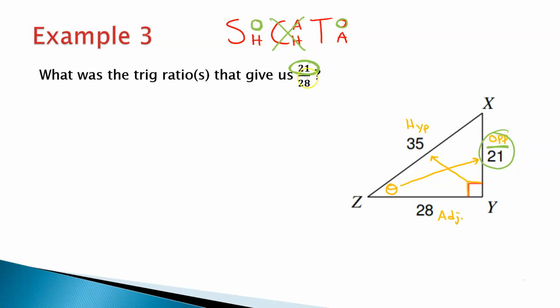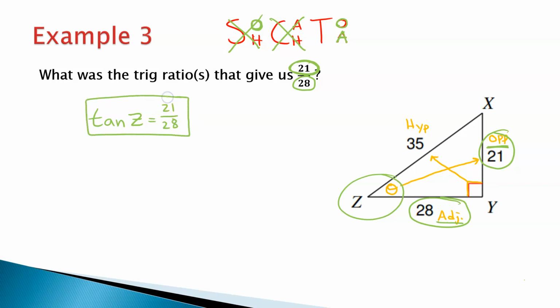Now let's take a look at the next number, 28. Where's 28 at? 28 is my adjacent side. Which one has adjacent? That is not going to be sine. Sine has hypotenuse. It's tangent that has the A. So what was the trig ratio that gives us 21 over 28? We were standing at angle Z and we were using tangent. So we're going to say tangent of angle Z is equal to 21 over 28. That was one possible answer.